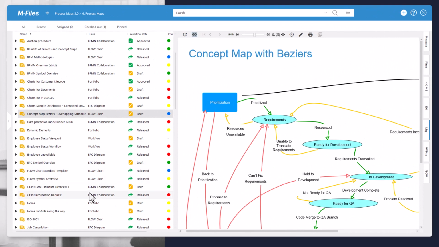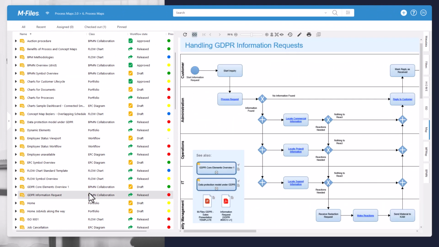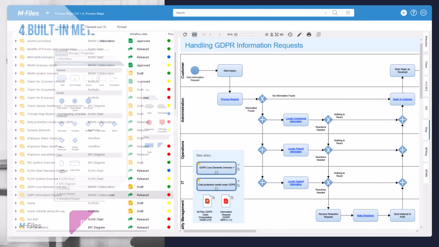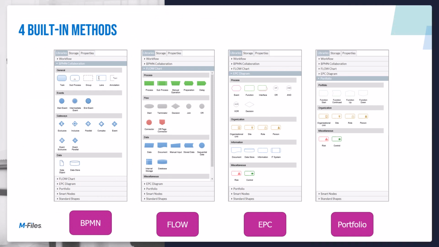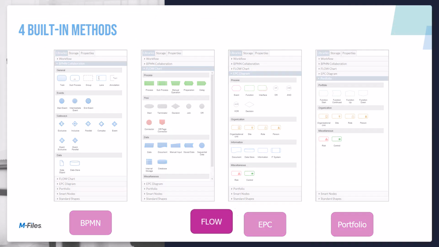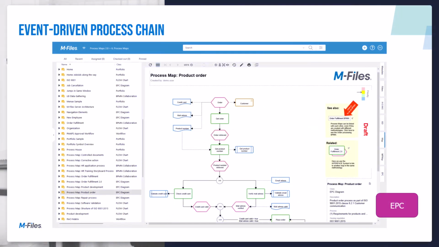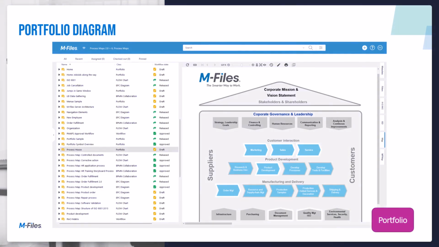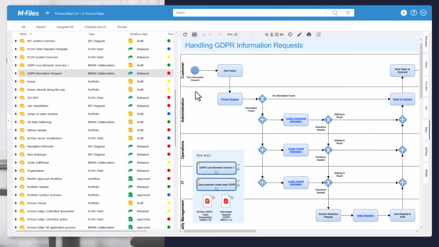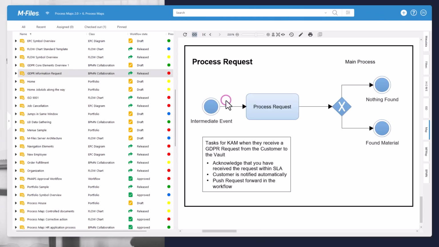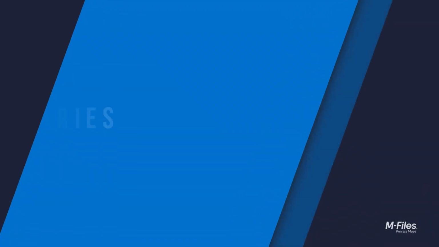You can also create flowcharts using different symbol sets. The library offers access to the symbols of well-known process map methodologies, including flowcharts, BPMN diagrams, event-driven process chains, and portfolios. The symbols can be connected smartly, and they can carry commands to interact with the content of your vault.